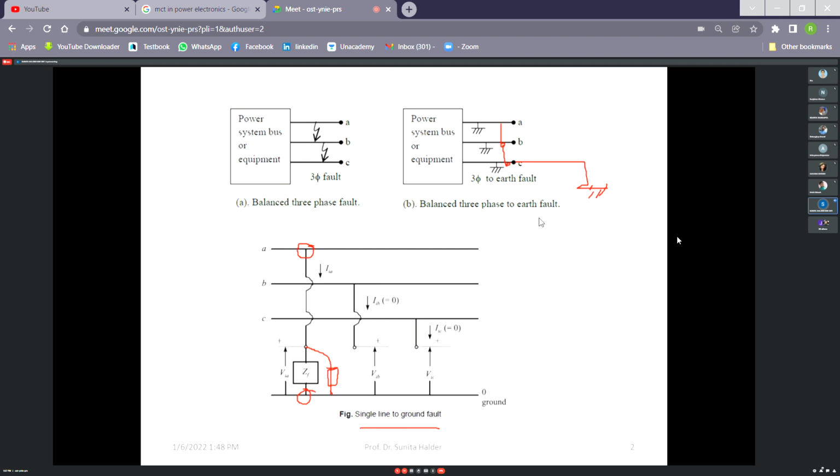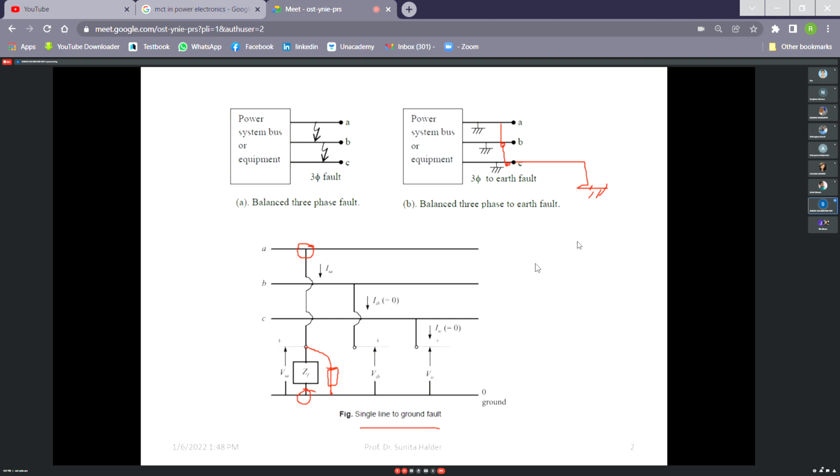That means we can assume the system as balanced. We can analyze on a per phase basis for the balanced three-phase fault. Unbalanced fault or asymmetrical fault means the currents in the three different phases are different. So the system is unbalanced, so we cannot analyze the circuit using per phase analysis. In that case, we have to take the help of symmetrical components. That we shall learn in our fourth year classes. Here we shall only learn about the balanced three-phase fault.